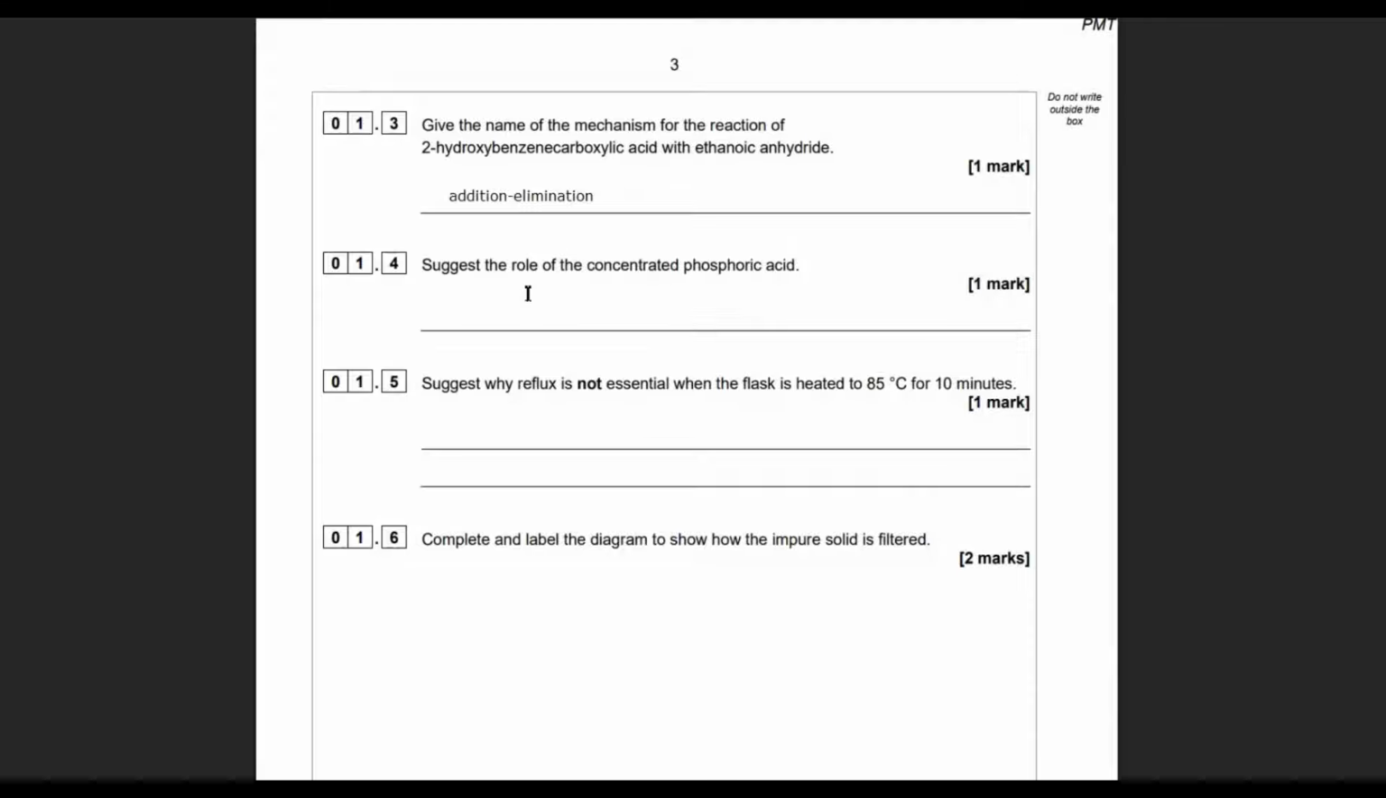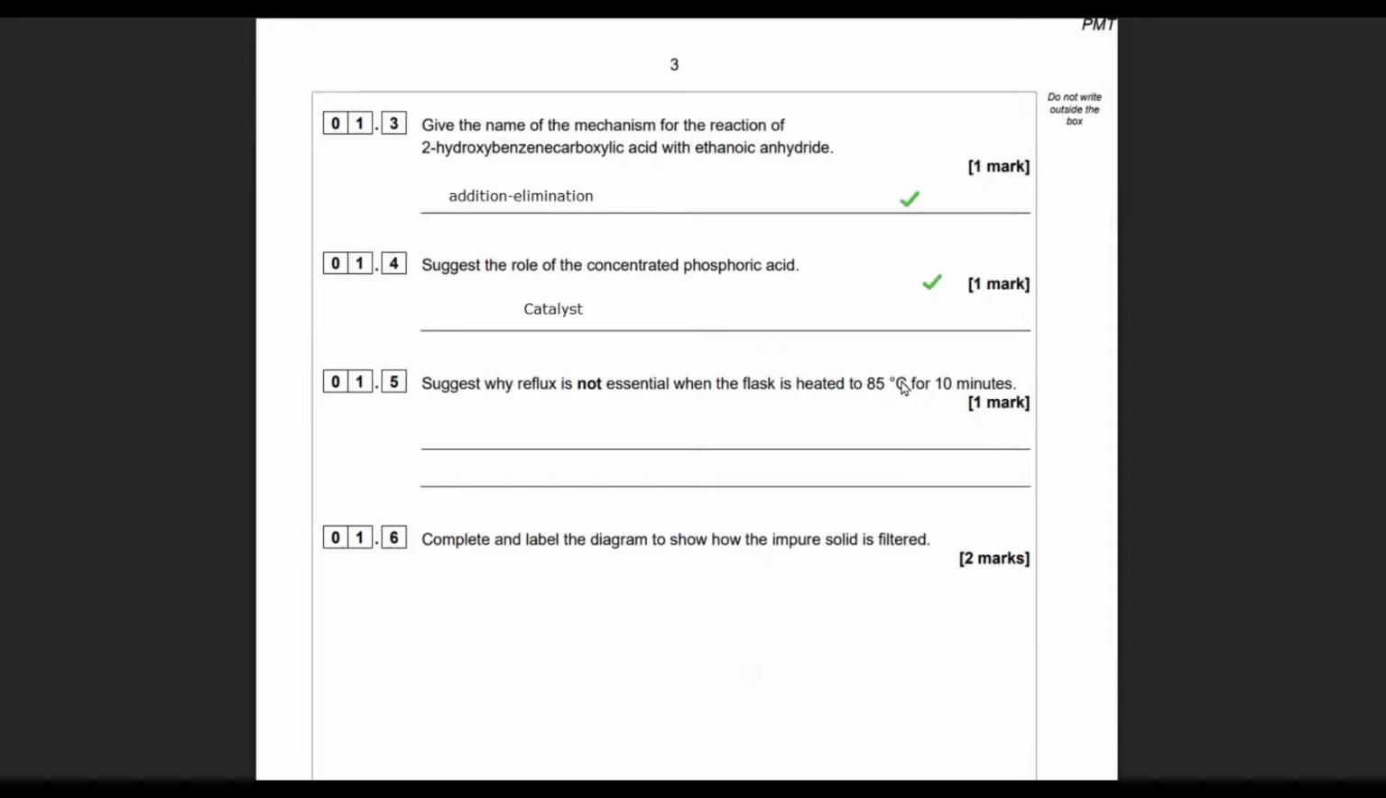Right, 1.4 suggests the role of concentrated phosphoric acid. So that's going to be our catalyst. And as I said, if you're doing acidic esterification with a carboxylic acid, you're going to need a catalyst. But if you use ethanoyl chloride, you don't.